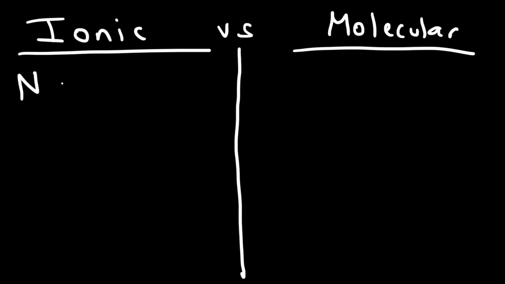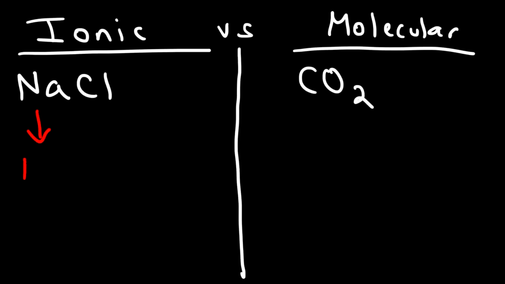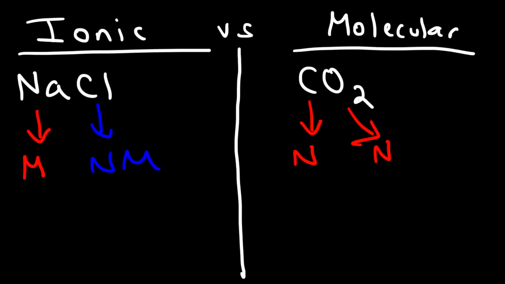So, sodium chloride is an ionic compound. Carbon dioxide is a molecular compound. Sodium is a metal. Chlorine is a nonmetal. Carbon is a nonmetal, and oxygen is a nonmetal. So typically, ionic compounds are composed of metals and nonmetals. Molecular compounds are typically made up of nonmetals bonded to each other. But both of these are compounds because they consist of two or more different types of atoms.